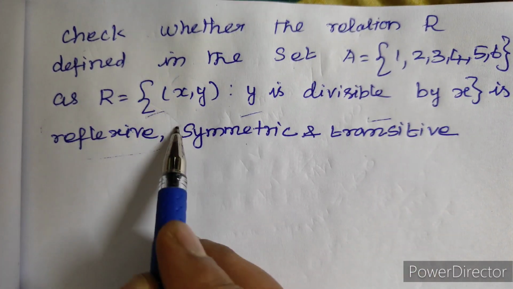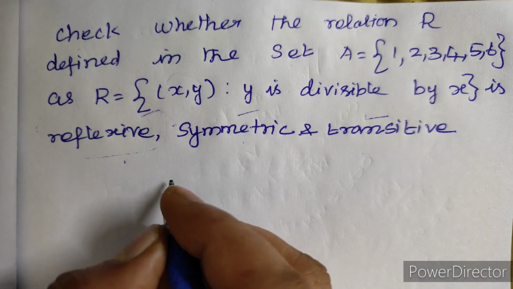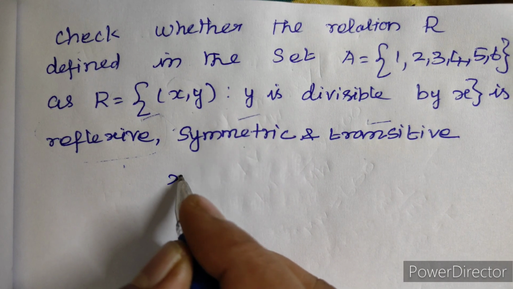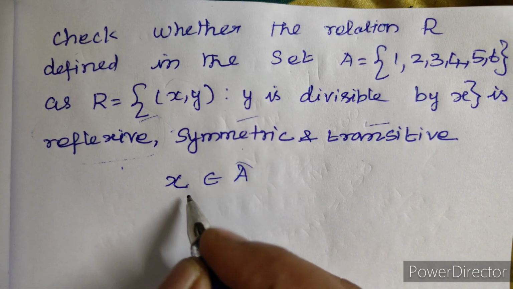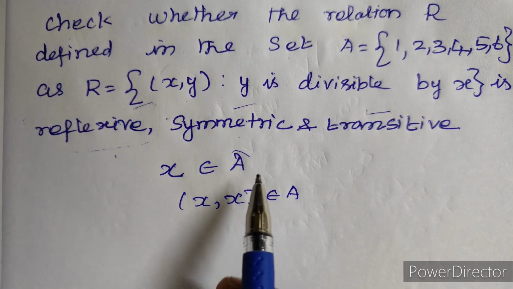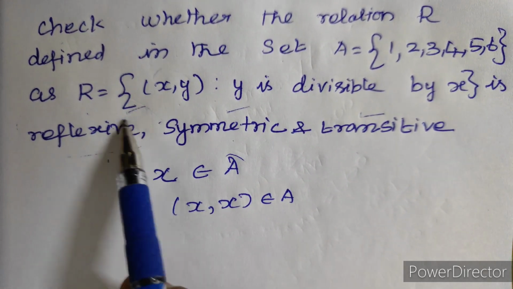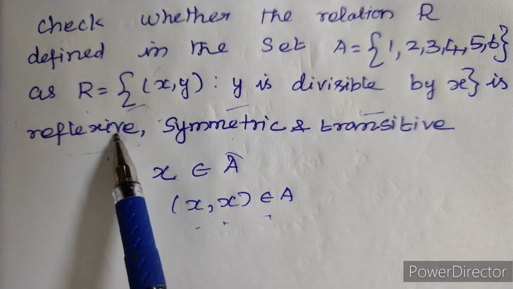To verify it is reflexive, you have to take any element x. Here it is given, therefore I take x belongs to A. If (x, x) belongs to R, then this relation is reflexive. So if (x, x) belongs to R, then we say that it is reflexive.